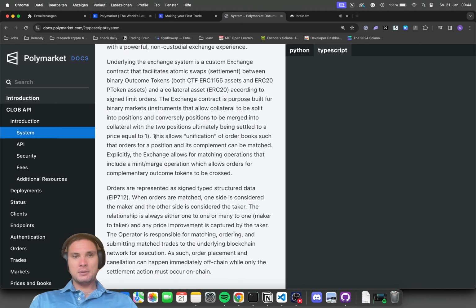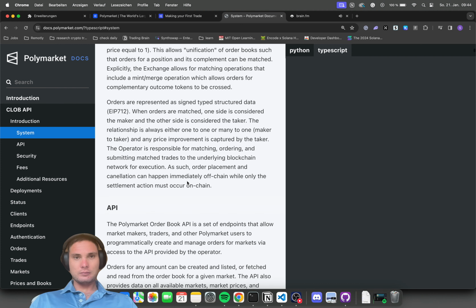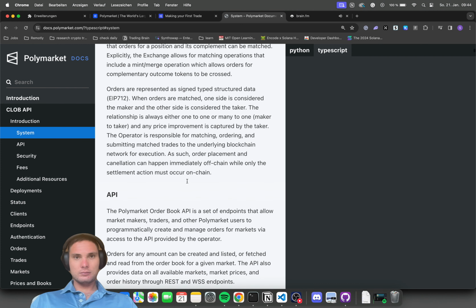Okay, and it seems like they match orders across markets. This is interesting and provides more liquidity, I guess, and with that, a better UX. Complementary orders can be matched. Explicitly, the exchange allows for matching operations including mint and merge operations, which allow orders for complementary outcome tokens to be crossed.